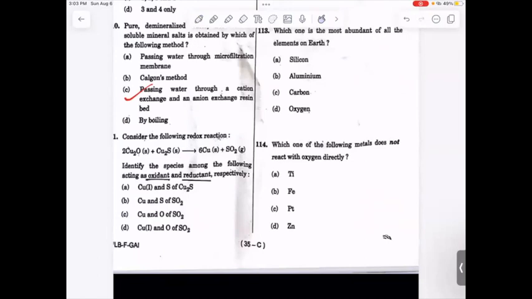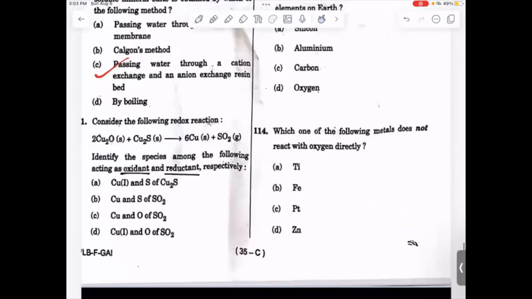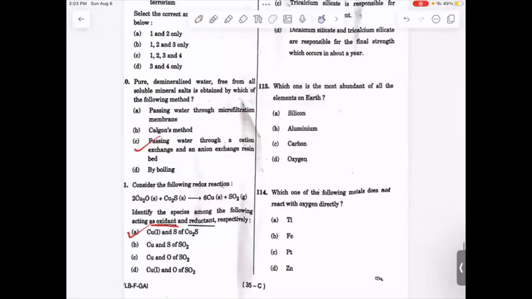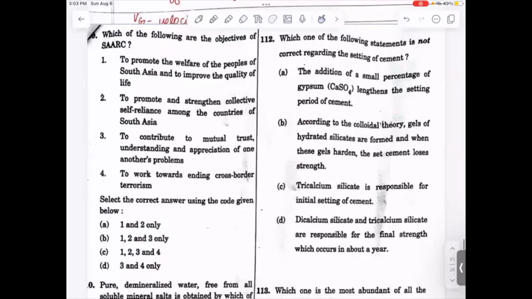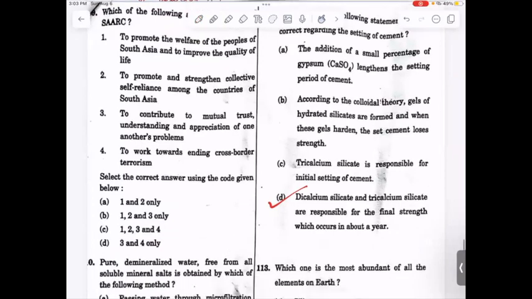Next question, a reaction is given. So here we can see oxidant is the one which is oxidizing others, but itself going through reduction. So here copper is reduced. So oxidant is copper, and reductant means the one whose oxidation is happening, that is Cu2S. So option A is the correct answer here. In the next question, which of the following is not correct regarding cement? We know that gypsum is added to increase setting time of cement. Tricalcium silicate is also there, but option D is the incorrect one because it says that dicalcium silicate is also there. So this is the incorrect answer.